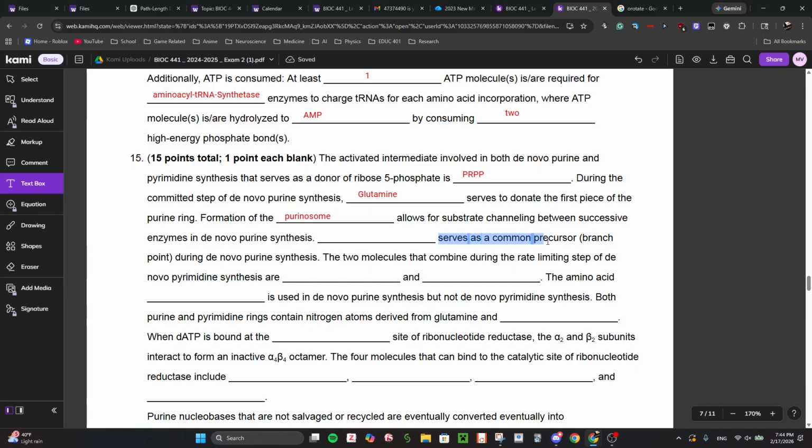And then blank serves as a common precursor during de novo purine synthesis. I'm pretty sure this is supposed to be IMP. Yep. So IMP serves as the common precursor for guanosine and adenosine.